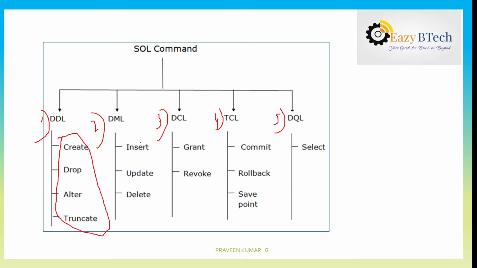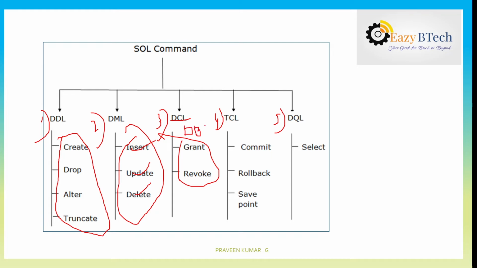Next is data manipulation language, or data manipulation command. It is used to manipulate the existing data, and it has three commands. Next, DCL, data control language. Once we create a database, we want to control it. For that we are using two commands. DCL is completely performed by the DBA, the database administrator.